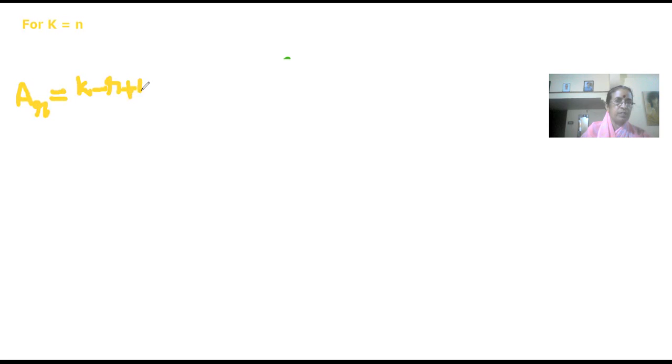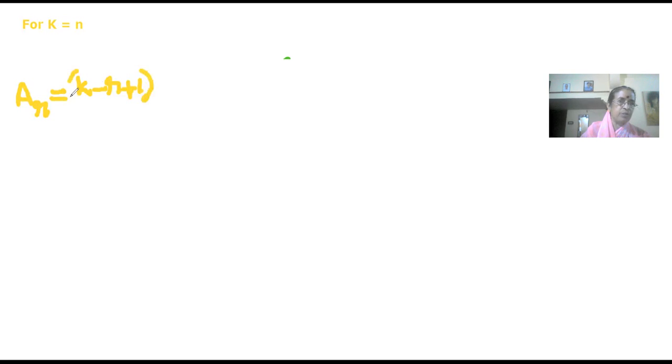For k equal to n, in the first case, we are having that. If you substitute that value in the equation, then what do we get? Just now I have written: AR equal to K minus R plus 1. Once again, I'm writing.